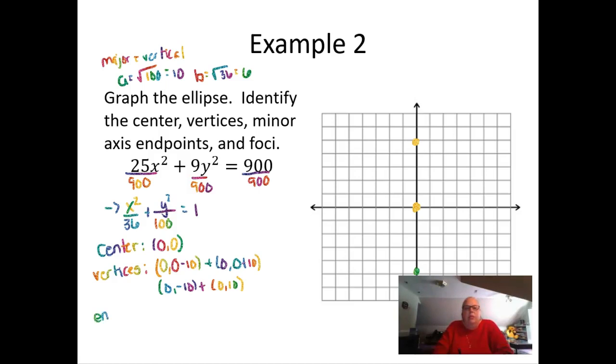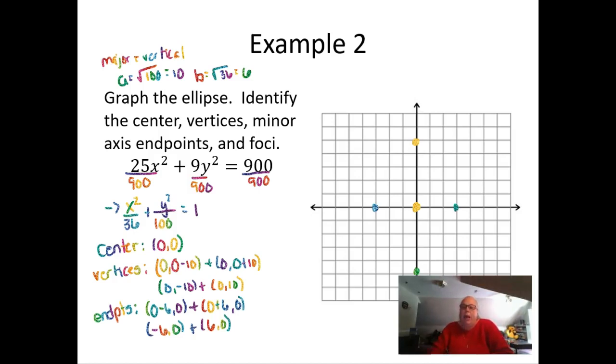The endpoints are going to be on the x-axis, and we said b was equal to 6. My endpoints will be at (0 minus 6, 0) and (0 plus 6, 0), which gives us the points (-6, 0) and (6, 0). So 2, 4, 6, that puts us right here. 2, 4, 6, that puts us right here.